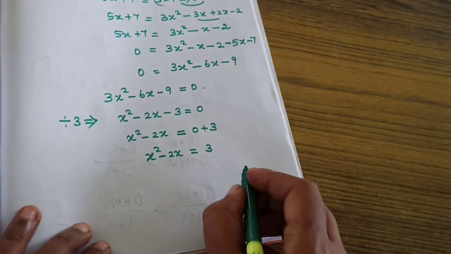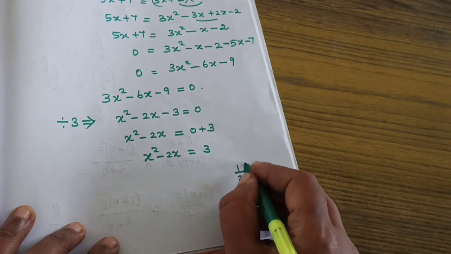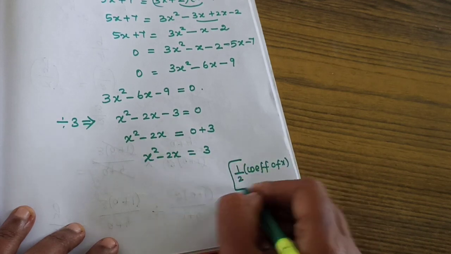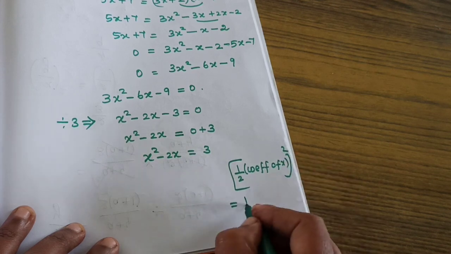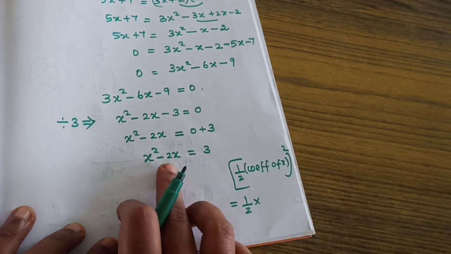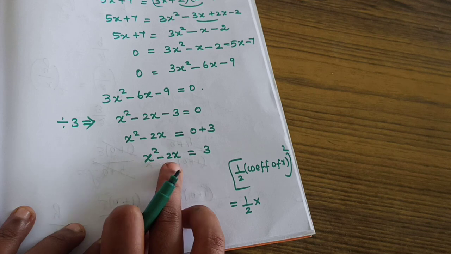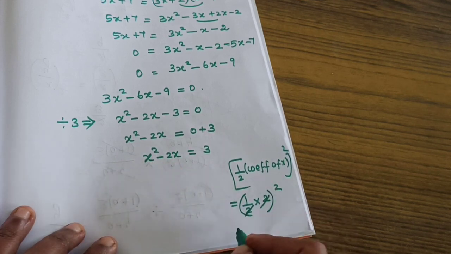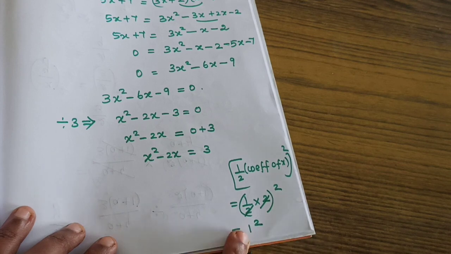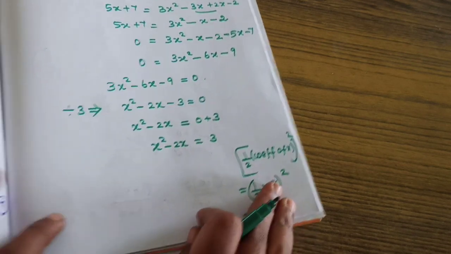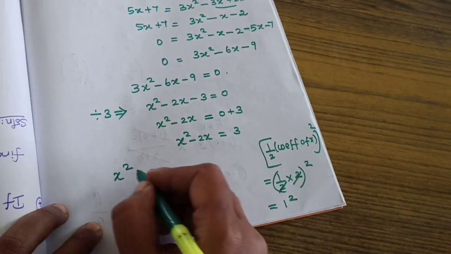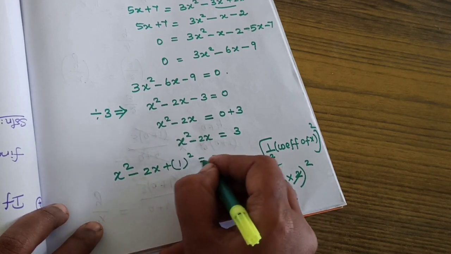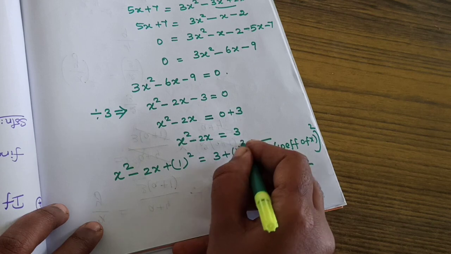Then what is the next step? Formula. Half into coefficient of x, the whole square. So half into, what is the coefficient of x? Don't change, take the sign, number alone. So 2, the whole square. Just cancel it. We are getting 1 square. So this 1 square we need to add both sides. So what is the answer? X square minus 2x plus 1 square which is equal to 3 plus 1 the whole square.